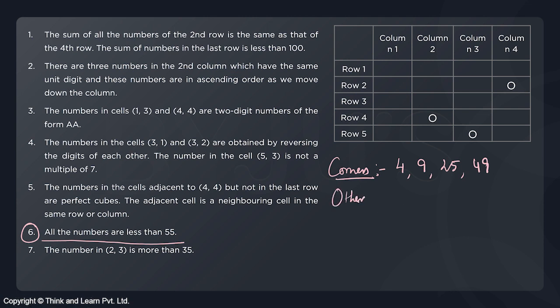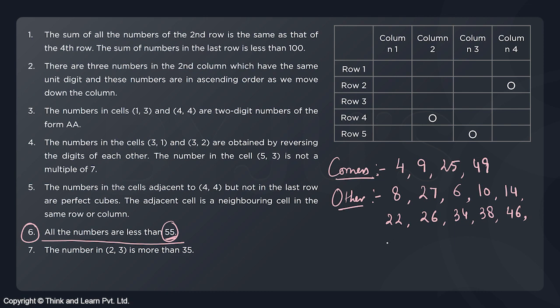What about the other numbers? Other numbers would be either cubes of prime, that is 2 cube, or 3 cube, or 5 cube, but 5 cube would be greater than 55. So these are the only 2 cubes. Other than that, I can have product of 2 primes. Let's start with the smallest prime. 2 into 3, 6. 2 into 5, 10. 2 into 7, that is 14. Then 2 into 11, that is 22. 2 into 13, that is 26. 2 into 17, that is 34. 2 into 19, which is 38. 2 into 23, which is 46. I can't go above because I need numbers below 55, and the next number is 2 into 29.